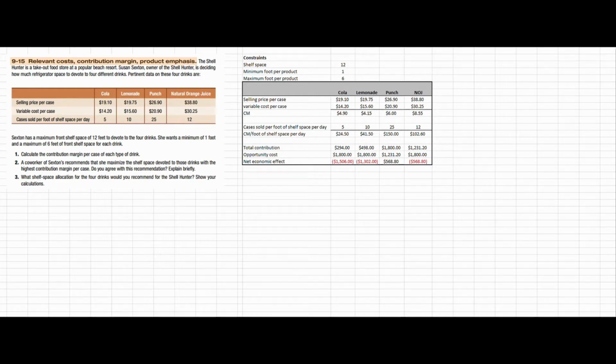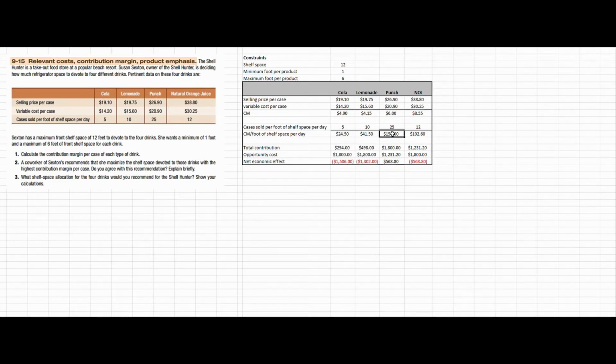Now I can work my way through that long analysis, or I can simply come up here and look at my contribution margin per unit of scarce resource and see that, given the demands that each one of my products makes on that scarce resource, 1 unit of that resource dedicated to punch would generate the highest contribution margin. So the product that I want to emphasize would be first punch. I would want to dedicate as many feet to punch as I could.